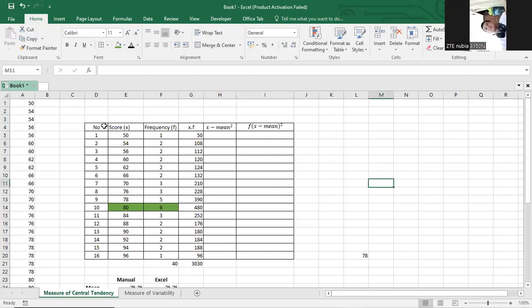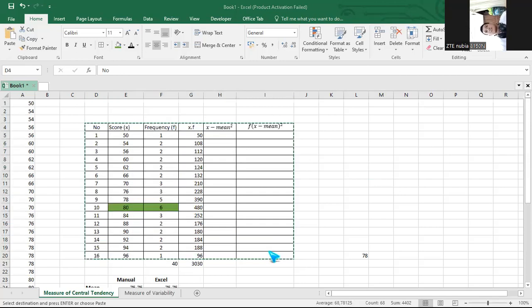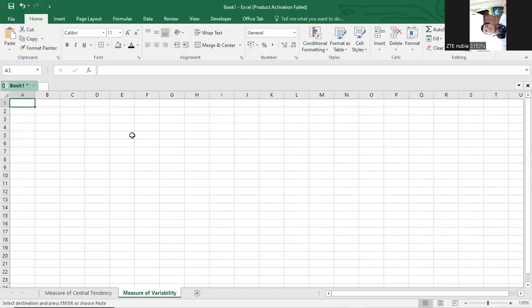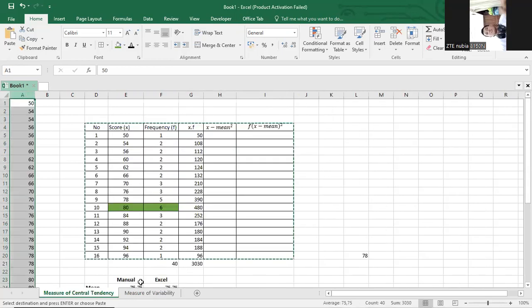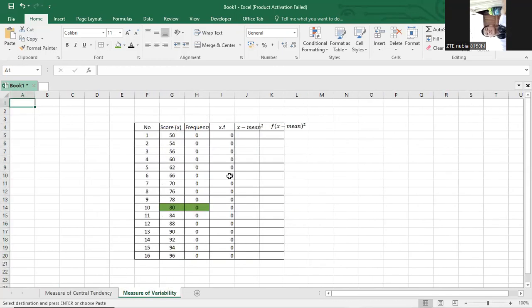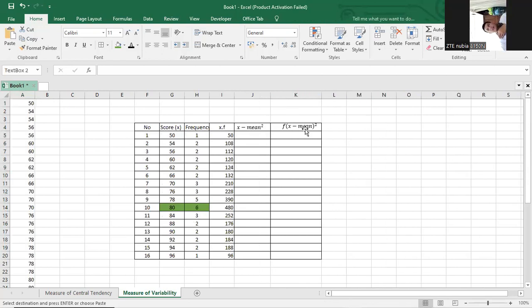And how to do it? We copy the table here. And we move to the measure of variability here. And don't forget also the data. Sorry, I have a cough.